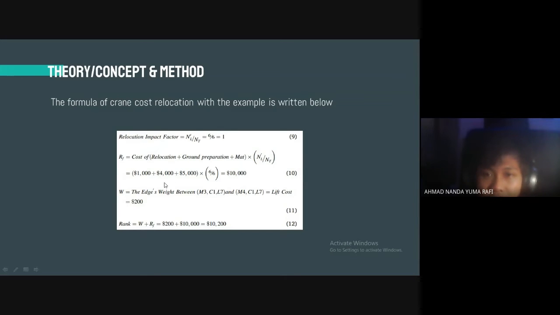And this is the example from this paper to calculate the relocation factor and the W, which is the lift cost, and the rank, which is the summation of W plus RF. And this is the example.